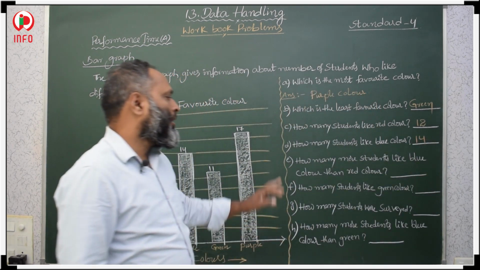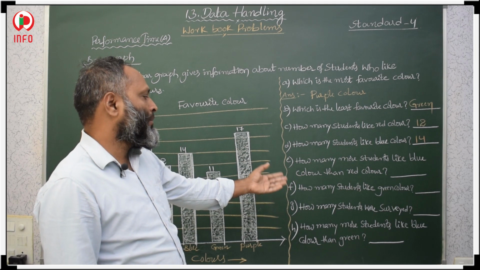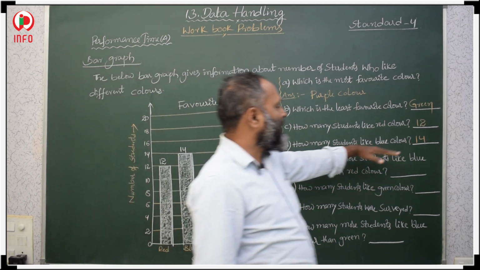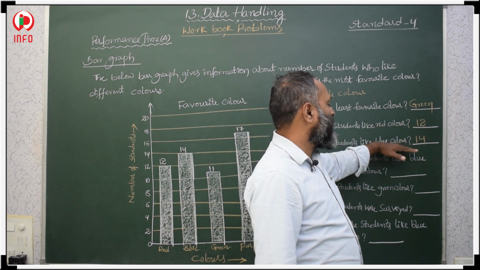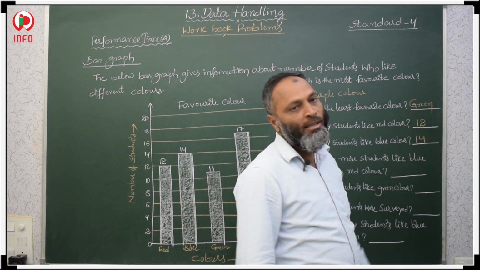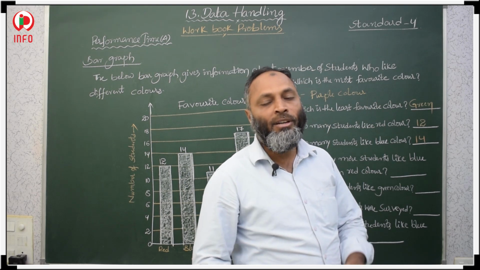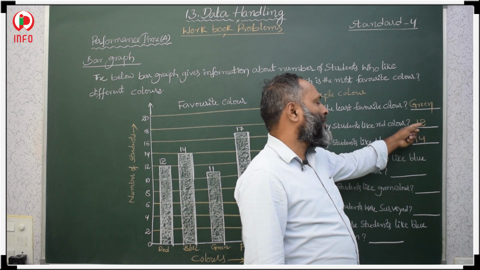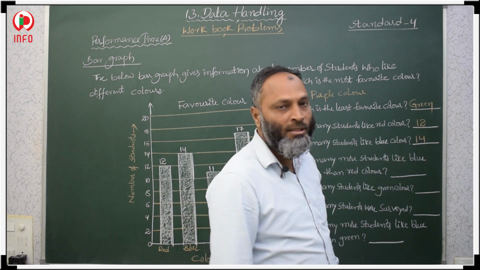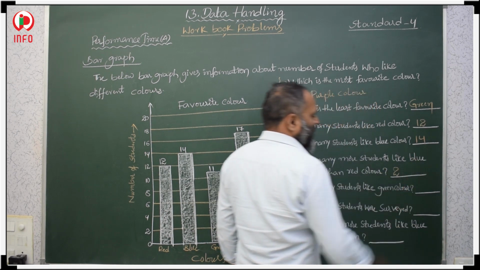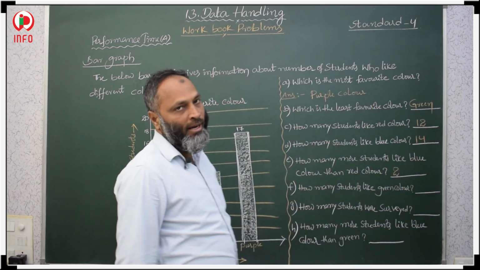Next, how many more students like blue color than red color? Here this is blue color and this is red color. Indirectly he is asking for the difference. How many more students? That is 14 minus 12, which is 2 more students. 2 students like blue color more than red color.